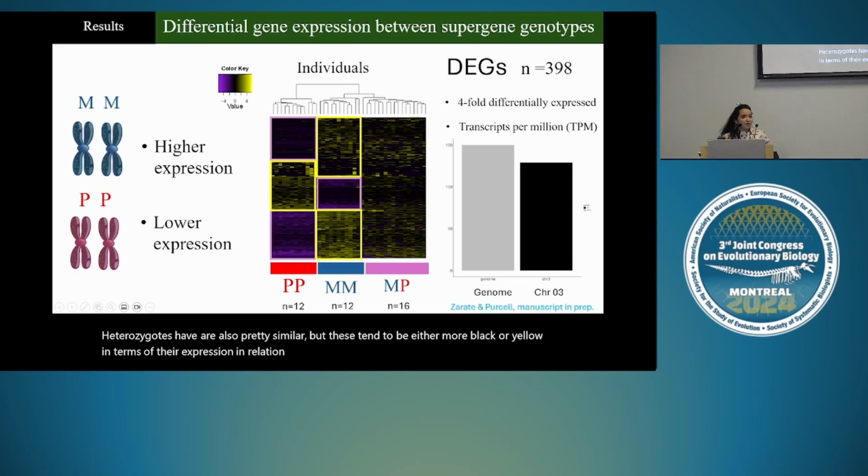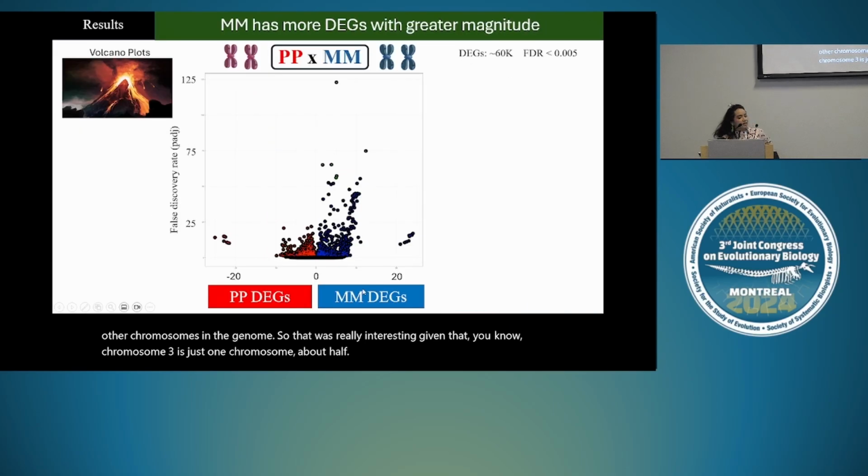I also want to say that of these 400 differentially expressed genes, about half of them do map to chromosome 3, and the other half map to other chromosomes in the genome. That was really interesting, given that chromosome 3 is just one chromosome, and about half of these are mapping to that section. So in a pairwise comparison, this is a volcano plot, a pairwise comparison of the homozygotes.